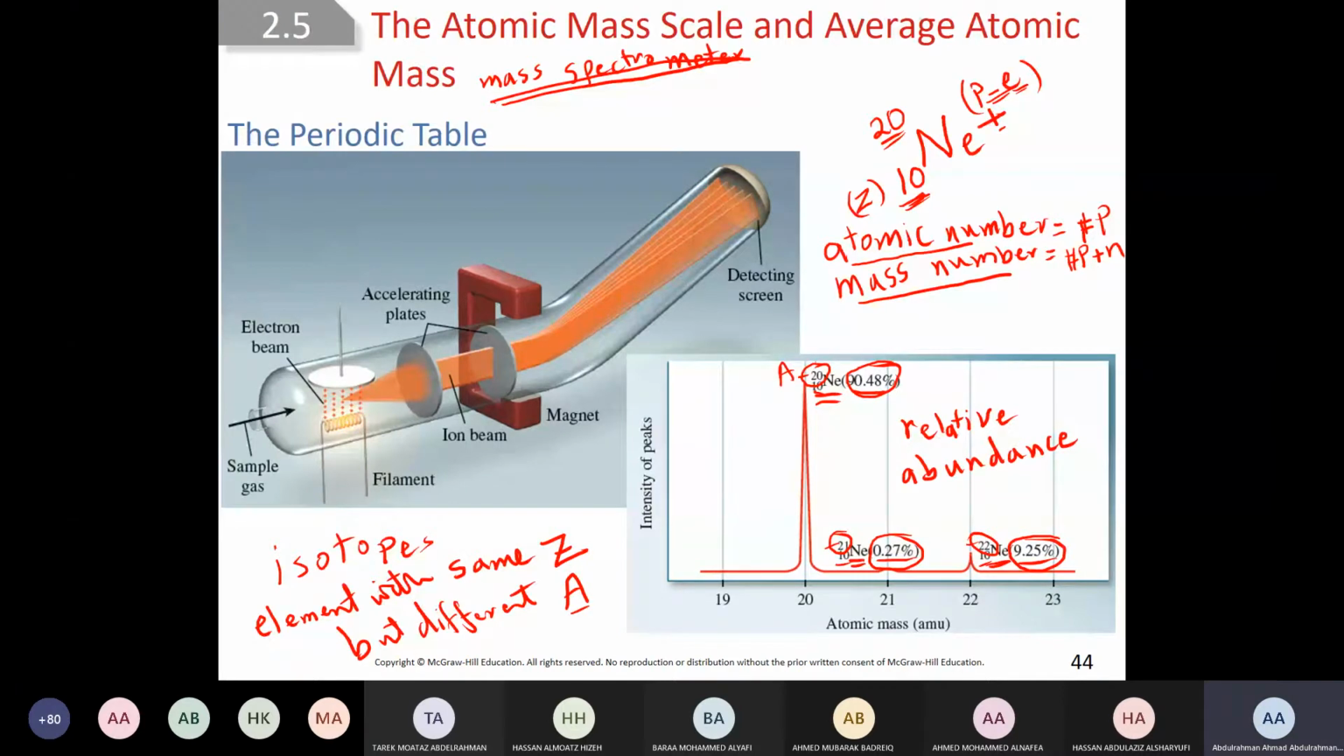Okay, are you done? Yes. And then divide by 100. The total divided by 100. And give me the number. 20.18. That's enough for me. Okay? Exactly. Now, this is called atomic mass.